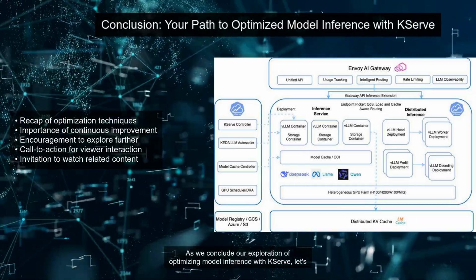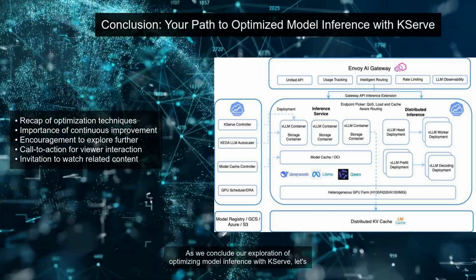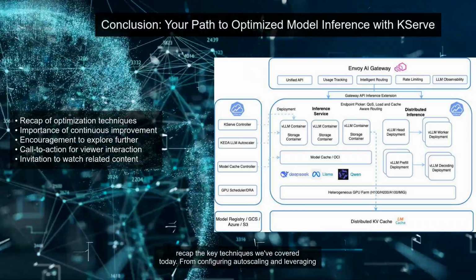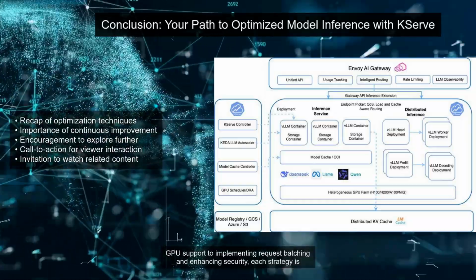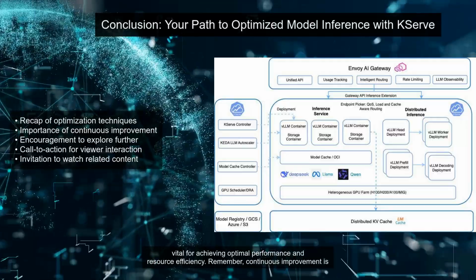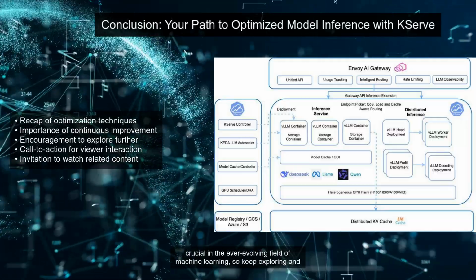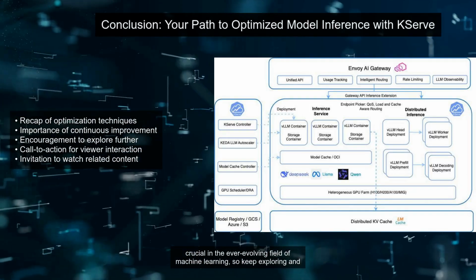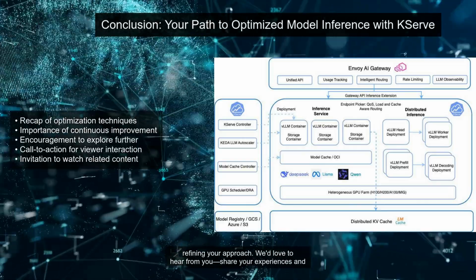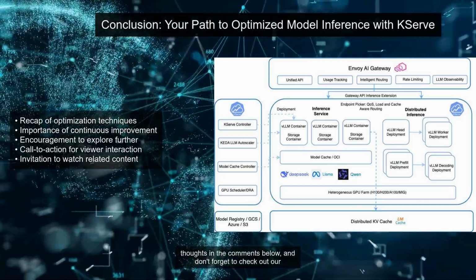As we conclude our exploration of optimizing model inference with KServe, let's recap the key techniques we've covered today. From configuring autoscaling and leveraging GPU support to implementing request batching and enhancing security, each strategy is vital for achieving optimal performance and resource efficiency. Remember, continuous improvement is crucial in the ever-evolving field of machine learning, so keep exploring and refining your approach.